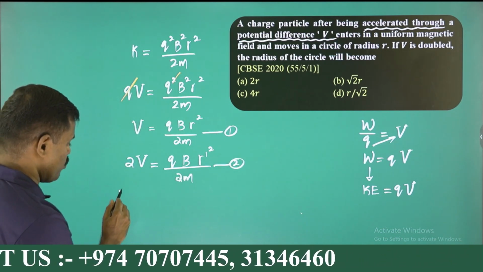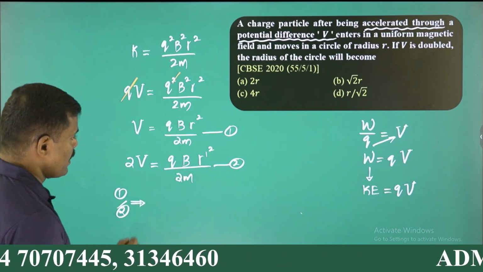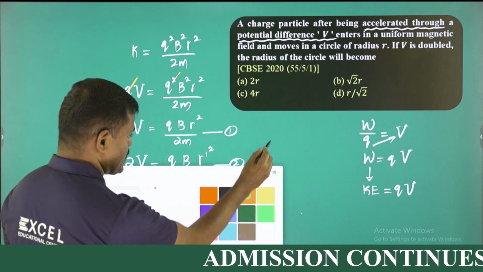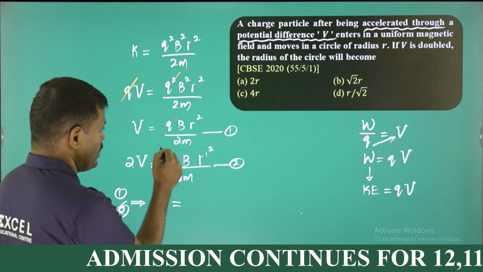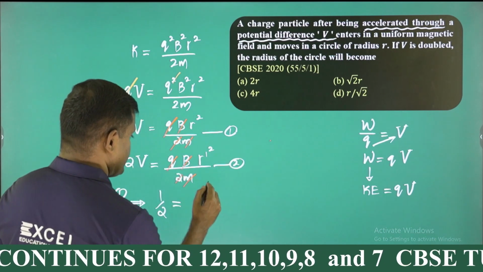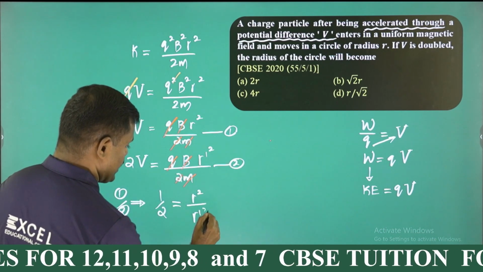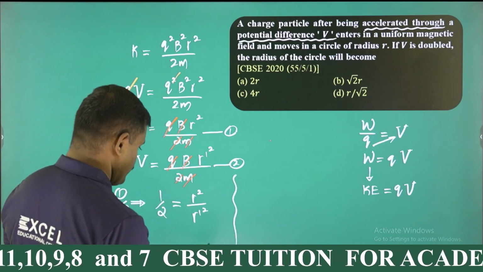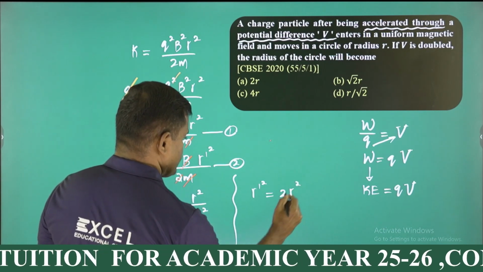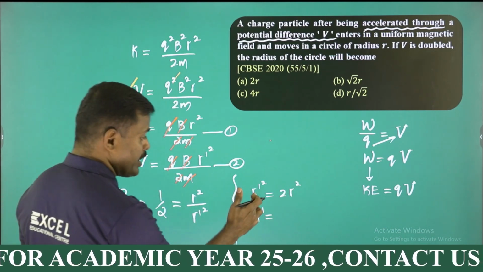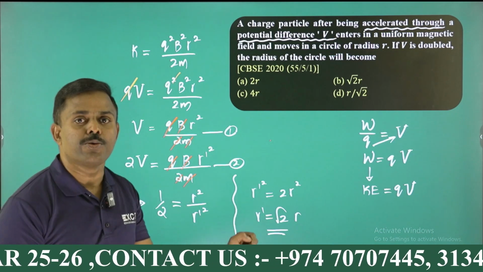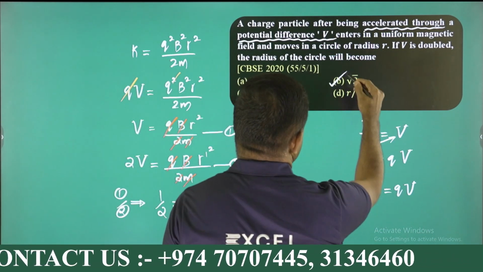Let us divide equation number 1 by equation number 2. What do we get upon dividing? V and V are cut. You'll get 1 by 2 on the left side. On the right side, q and q, B and B, 2 and 2, m and m cancel. All right, so what am I left with? Finally, I have r square by r dash square. Cross multiply. If you cross multiply, r dash square is equal to 2 r square, or r dash is equal to square root of 2 times r. So new radius is equal to root 2 times the old radius. So the answer is option B, root 2 times the old radius.